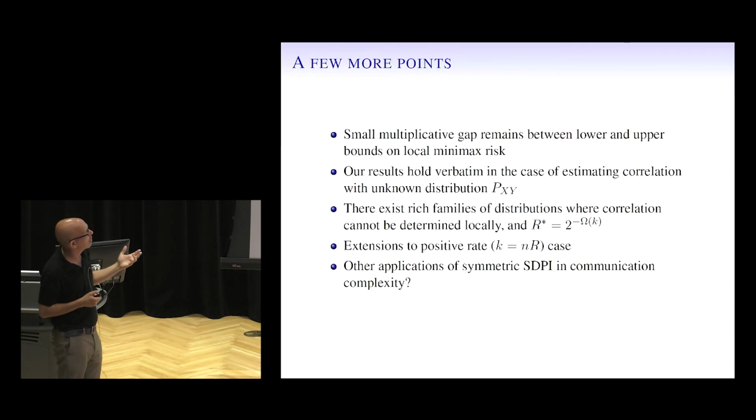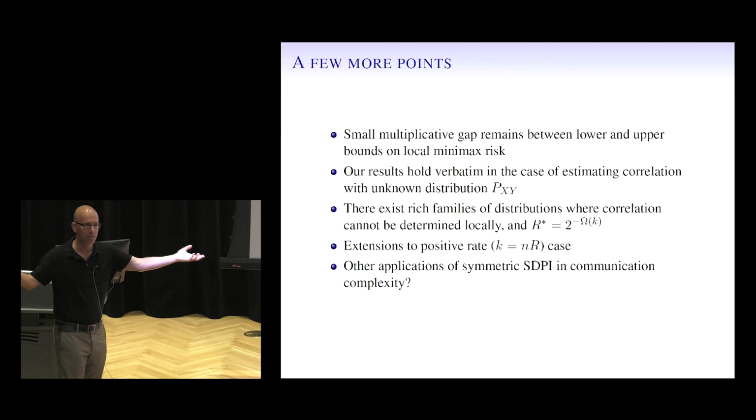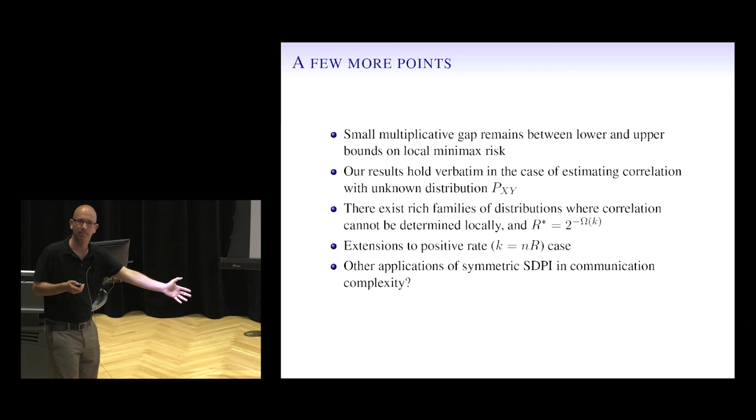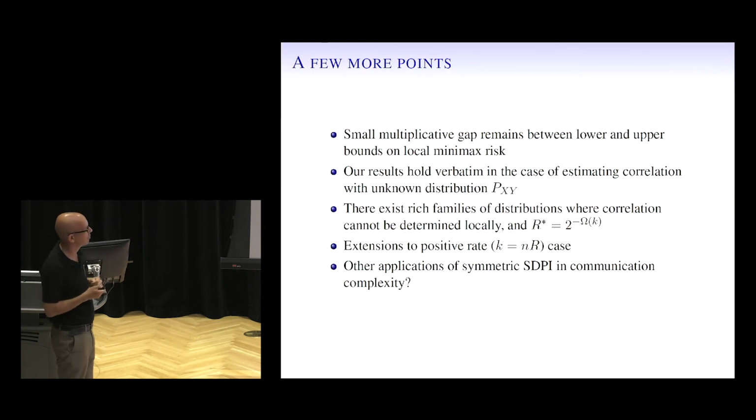And I should say that our results hold verbatim in the case of estimating correlations when P_XY is completely unknown, subject to some minor moment conditions. If you think about it, the Gaussian is basically the worst case. So you can reduce everything to Gaussian, and then you're done. But there are some families, surprisingly maybe, of distributions with a correlation that cannot be learned by either Alice or Bob, regardless of how many samples they have. But R star, the minimax risk, is 2 to the minus some constant times k. Okay, so there are some families where the risk can decay exponentially with k. Okay, but in the worst case, it's like 1 over k.